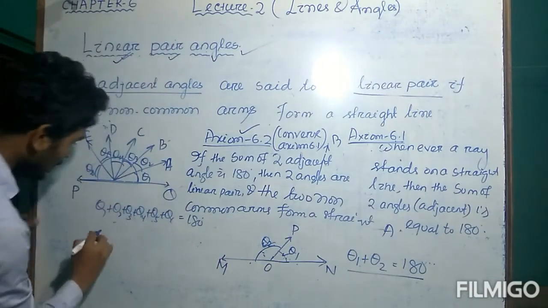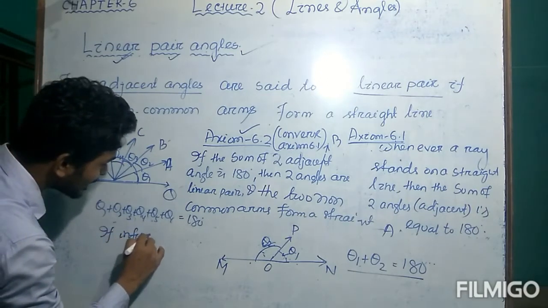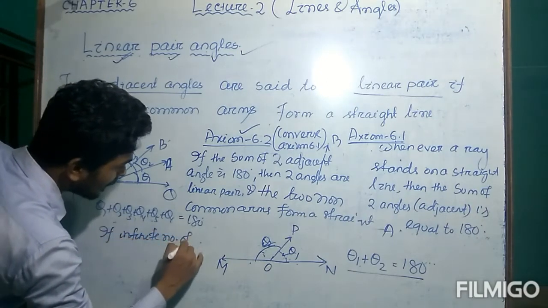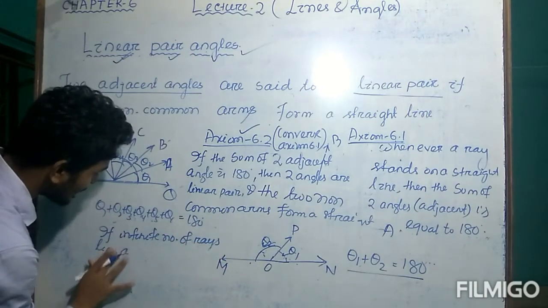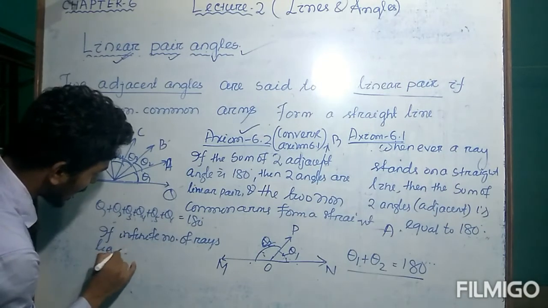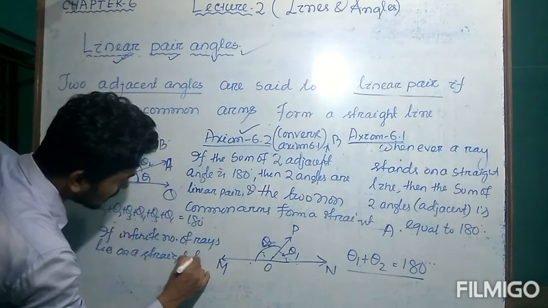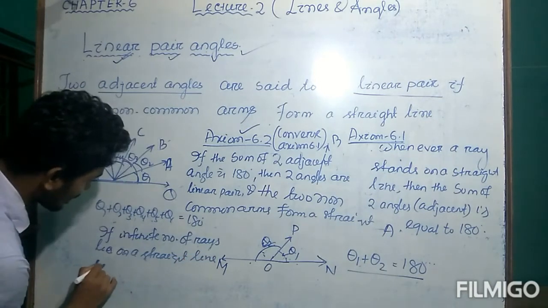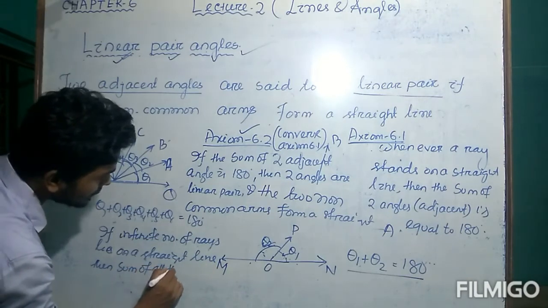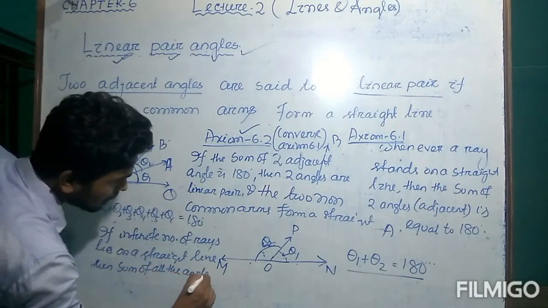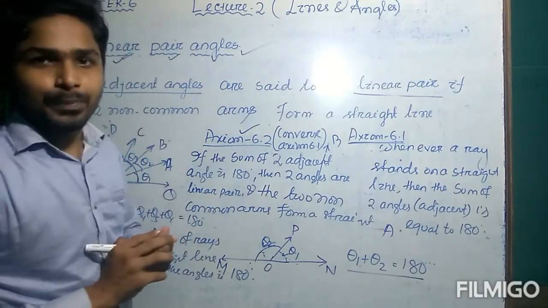Okay, you can note it down. If an infinite number of rays lie on a straight line, then the sum of all the angles is always 180 degree. Understand?